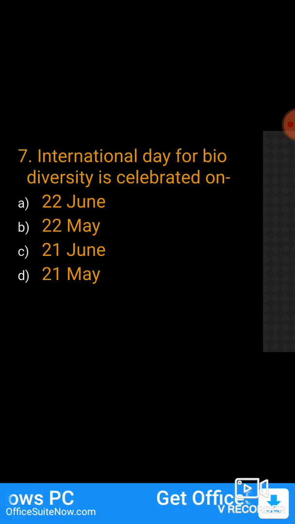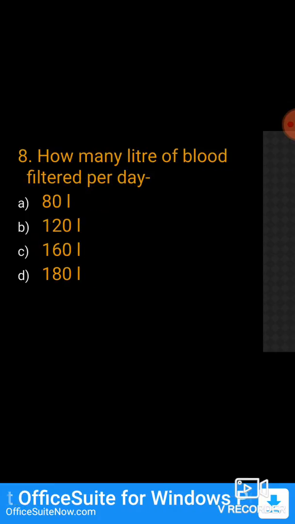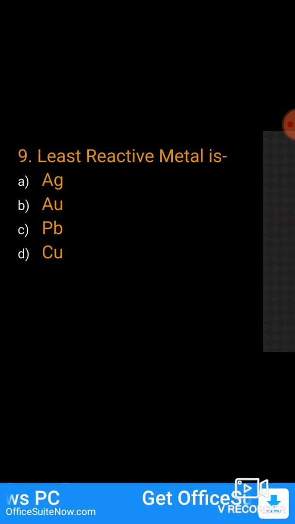Seventh question is International Day for Biodiversity is celebrated on. So answer is 22nd of May. So correct option is B part. Eighth question is how many liter of blood filtered per day? So answer is 180 liter. Correct option is D part. Ninth question is least reactive metal is. So answer is gold. Correct option is B part.